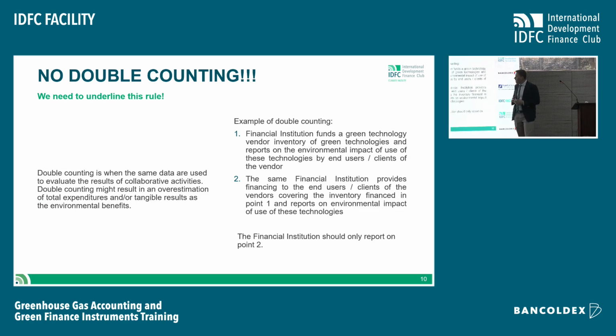Another thing that I will repeat one last time for these 3 days is no double counting. Please don't account for the same emissions twice, because it makes you look worse. And especially, please don't account twice for the same emission reductions. This would be pure double counting, right?